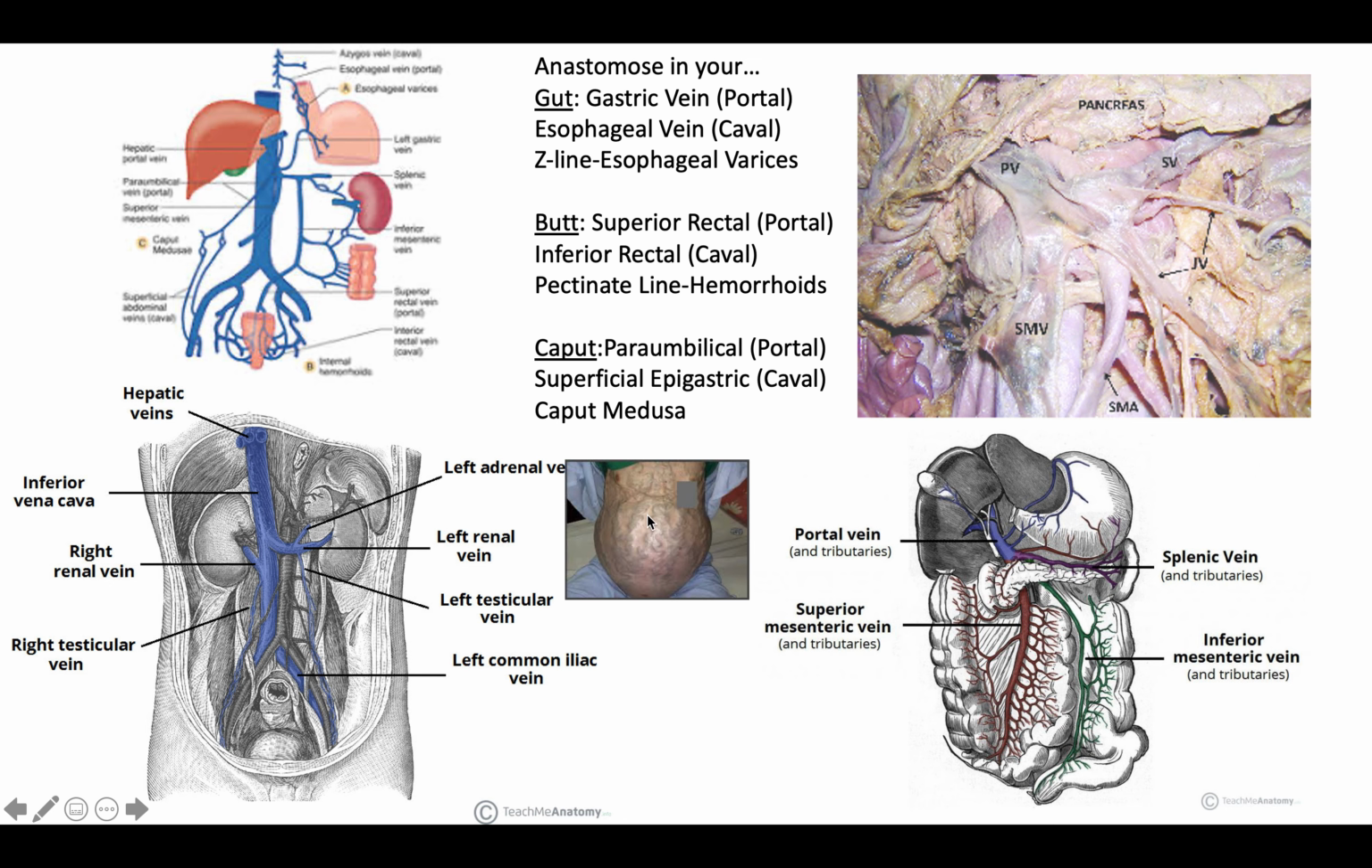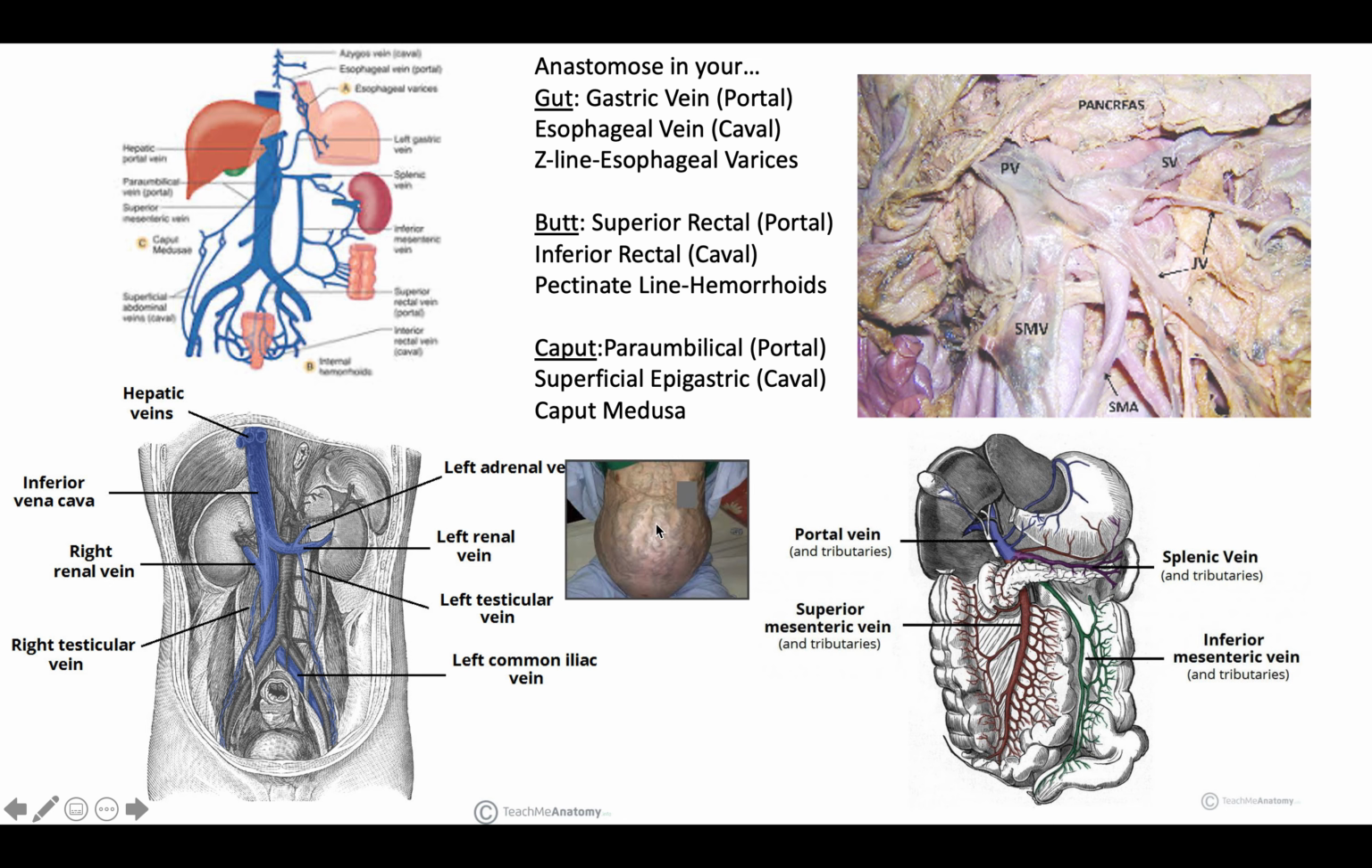Medusa, kind of like with Medusa's snake hair. And this, once again, is caused by a backup due to liver failure or some sort of obstruction in the venous system going into the liver. And so, like I said, it just looks like a bag of worms or something coming through there.